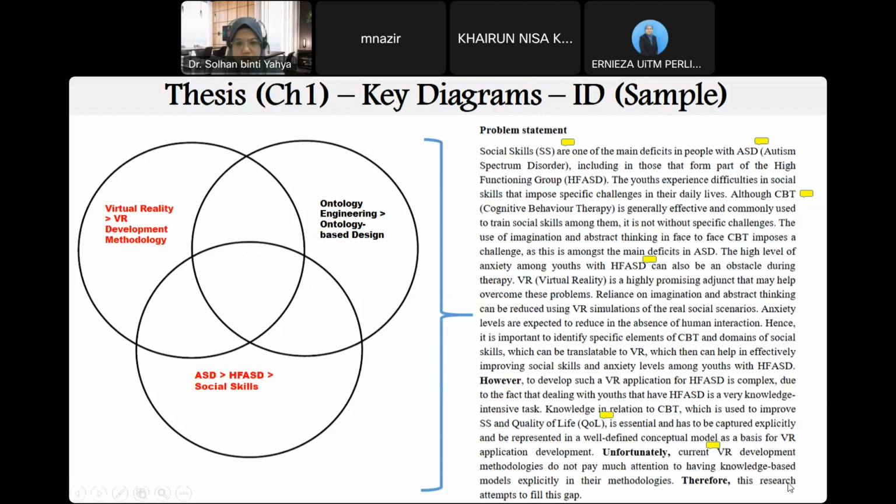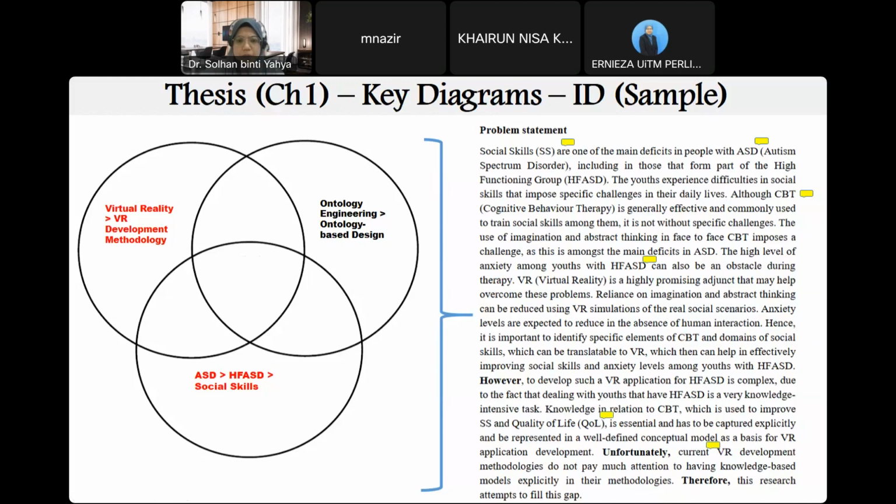Dan kalau you perasan dekat sini, last kali, unfortunately, current virtual reality development methodology do not pay much attention to having knowledge-based model explicitly in their methodology. Ini gap yang dia nak highlight. Dan gap inilah dia nak gunakan perkataan ontologi untuk build the new virtual reality development methodology as artifacts. Right? And dekat sini, current kat kuning ni, ini saya kata, you must insert the key paper. The key paper about what? The key paper about virtual reality development methodology.